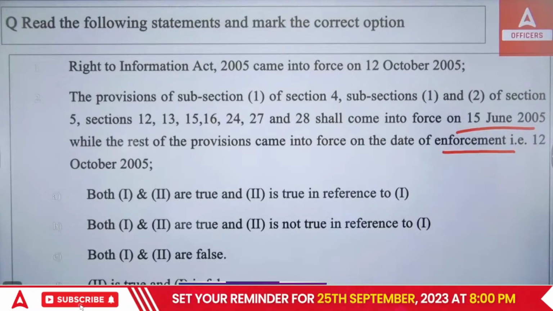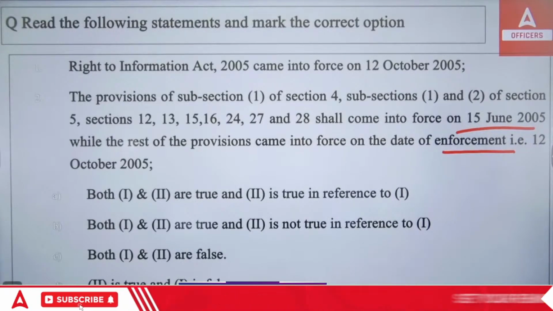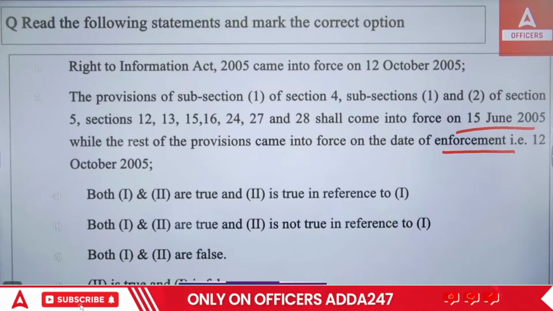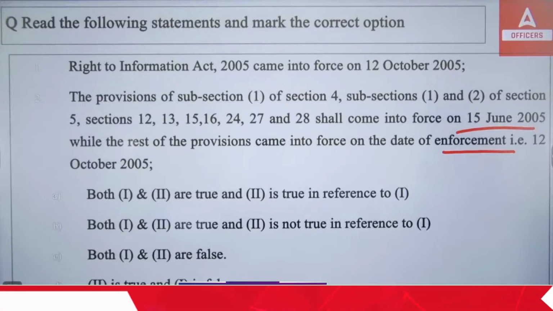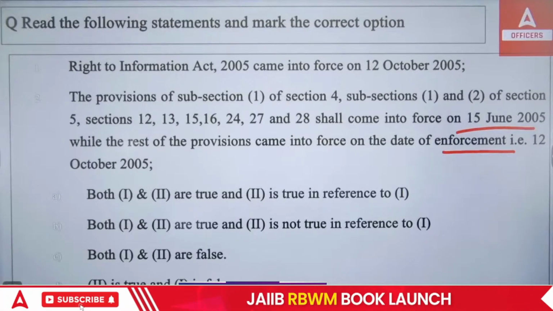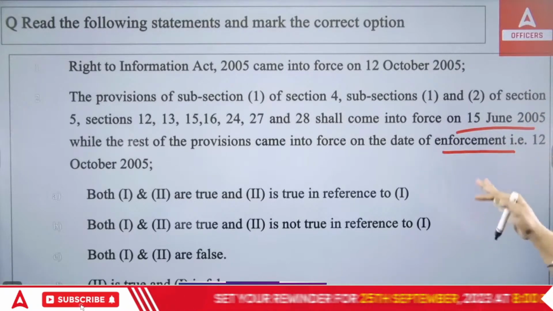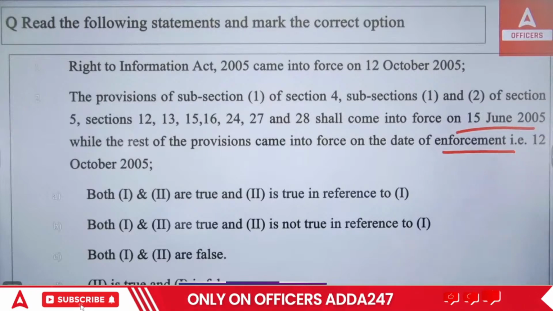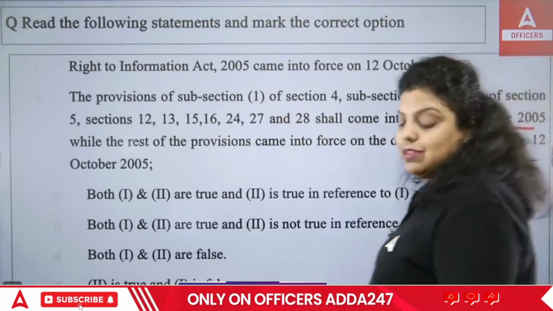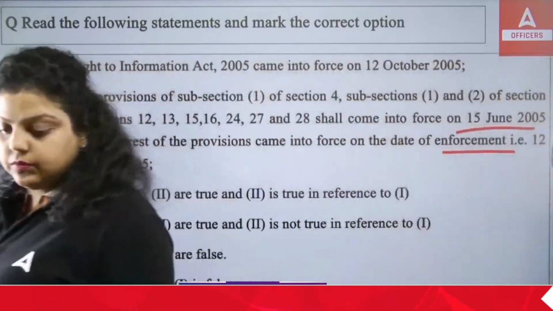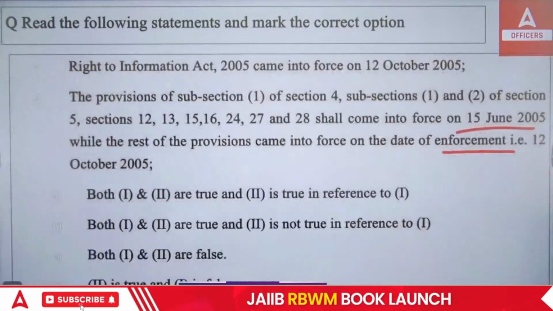Both are correct, none are correct, one is correct and the second is incorrect. What is the situation? The first is saying the Right to Information Act 2005 came into force on 2nd October 2005, while the second says some provisions of the subsections and sections came into force from 15th June 2005 and some from 12th October 2005. So what do you think? Which statement is correct here?